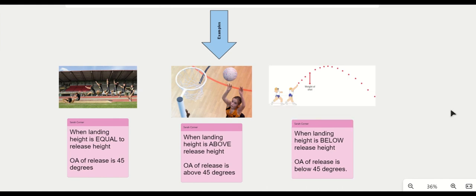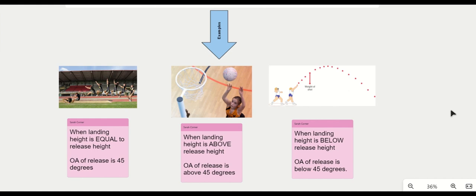So just make sure if you get a question in the exam about horizontal displacement and about the factors that affect it, do make sure you give some applied examples of the optimal angle of release, because it varies depending on the situation. So if the landing height is equal to the release height, optimal angle of release is 45 degrees at takeoff.